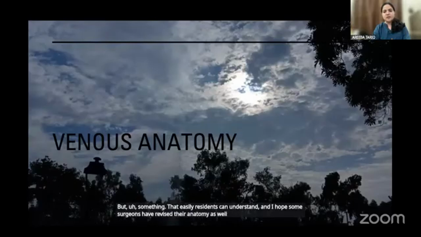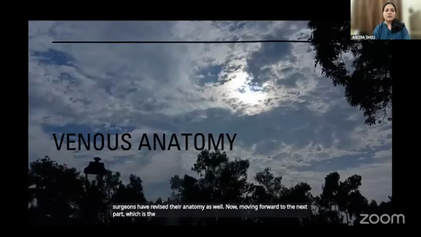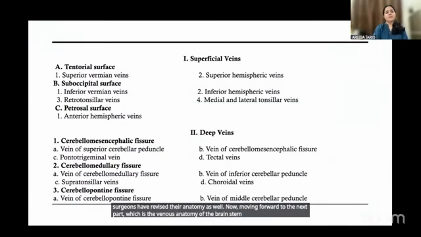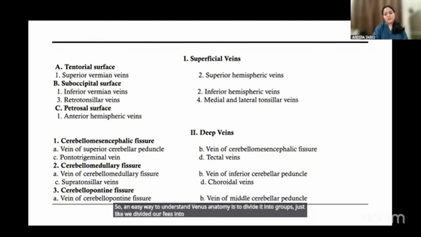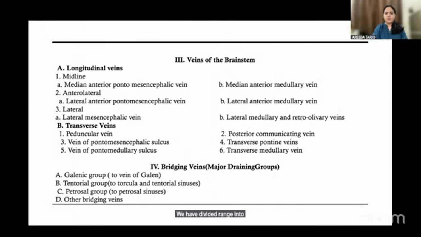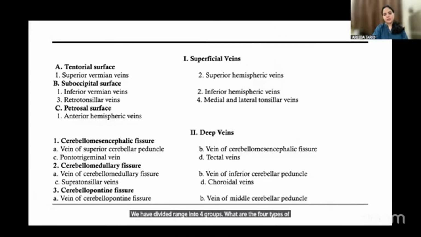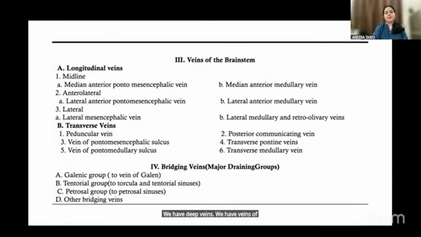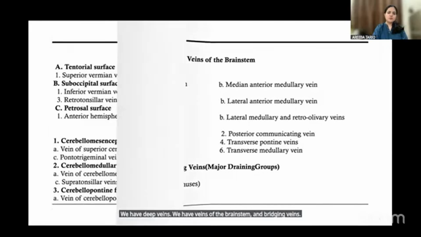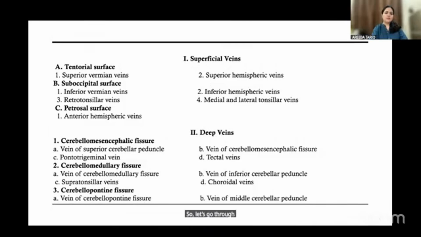Now moving forward to the next part, which is the venous anatomy of the brainstem and cerebellum. An easy way to understand venous anatomy is to divide it into groups. Just like we divided arteries into 3 groups, we have divided veins into 4 groups. What are the 4 types of veins that are present in the posterior fossa? We have superficial veins, deep veins, veins of the brainstem, and bridging veins. So let's go through all of them one by one.